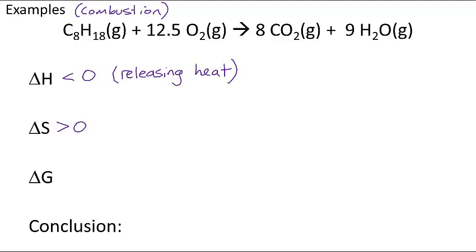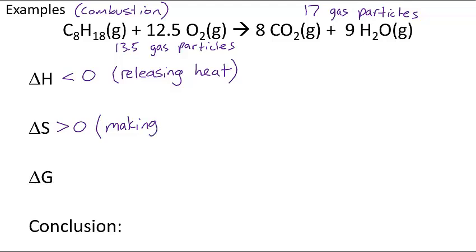All right, then delta S is positive. What's the reasoning behind delta S being positive? More moles of gas. Over here we have 17 gas particles. Over here we had 13.5 gas particles. Anytime you're taking some big molecule and breaking it into smaller molecules, it's a good bet that delta S is going to be positive. This is making more disorder.